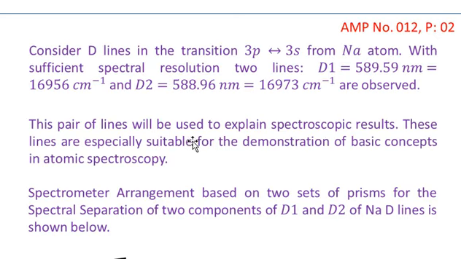This pair of lines will be used to explain spectroscopic results, because these can act as reference lines for the spectroscopic data which is unknown. These lines are specially suitable for demonstration of basic concepts in atomic spectroscopy. Since these wavelengths are very useful and very popular in spectroscopic data, they will be very useful in the analysis of other unknown wavelengths.